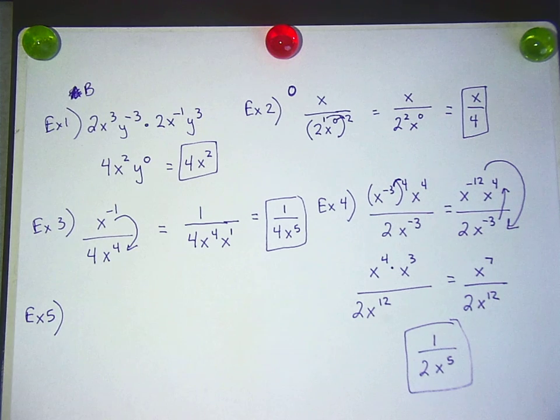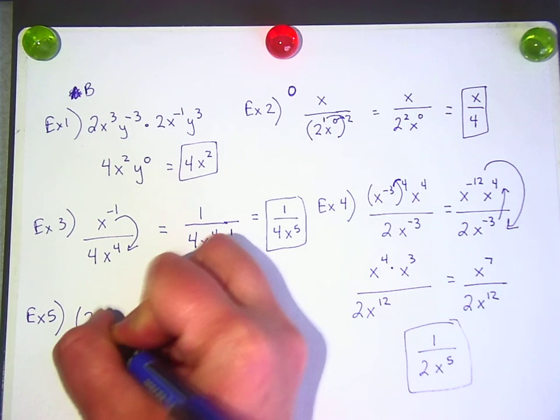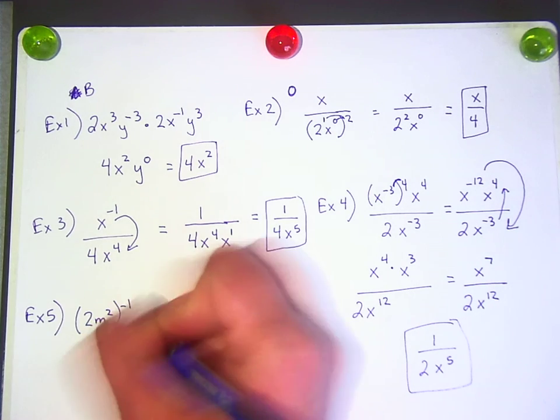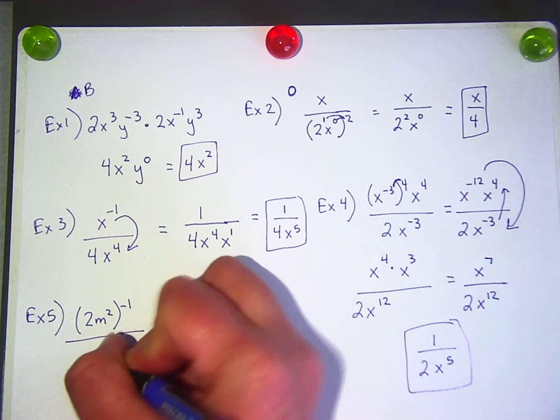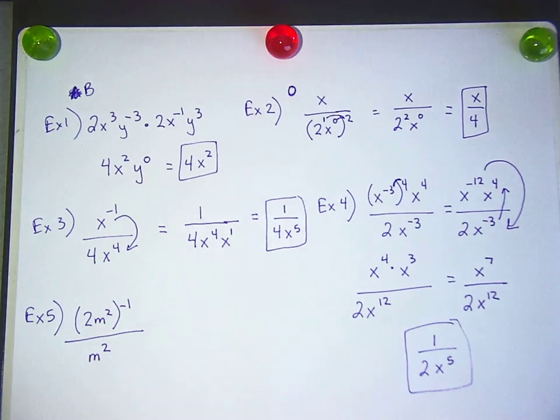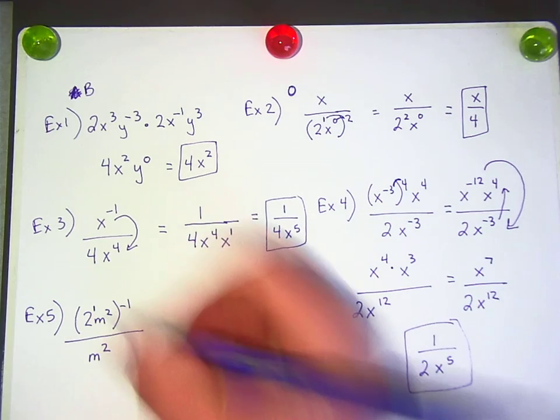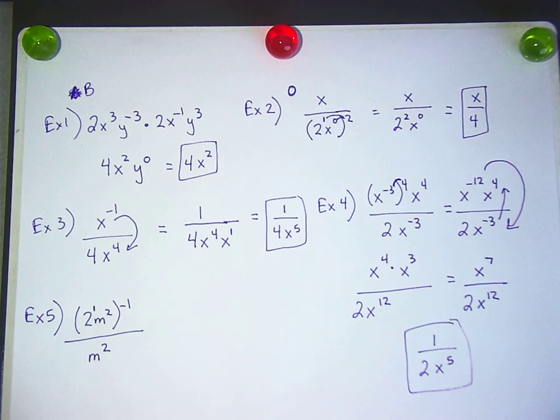So, all right, let's have you try this one with your partner. Let's do parentheses 2m squared to the power of -1 over m squared. Talk to your partner. Oh, hey, little hint, look up. Nice. Talk to your partner. Talk out loud, human words.